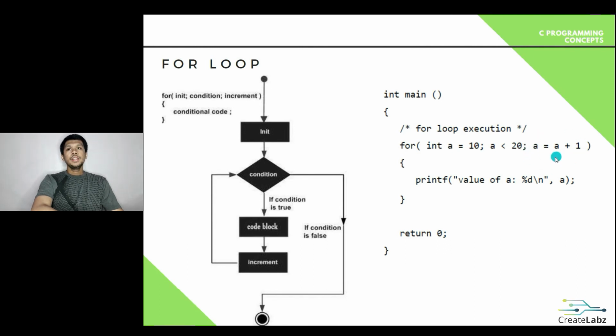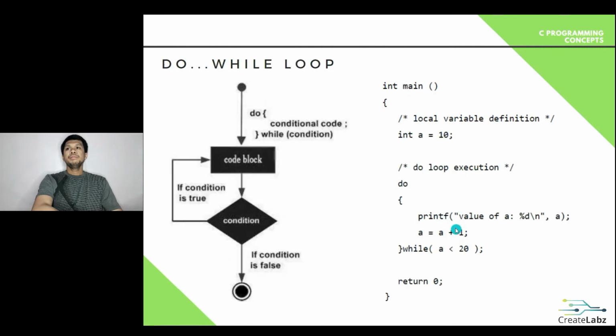So let's see. Initial value of a is 10. 10 is less than 20. True. Then execute this. Value of a is 10. And then increment. 10 plus 1 is 11. Repeat. Is 11 less than 20? Yes. Print value of a is 11. Increment. a becomes 12. 12 less than 20? Yes. So on and so forth until we reach 19. Is 19 less than 20? Yes. Print value of a is 19. 19 plus 1, 20. Is 20 less than 20? No. False. So we exit and we go to return 0.